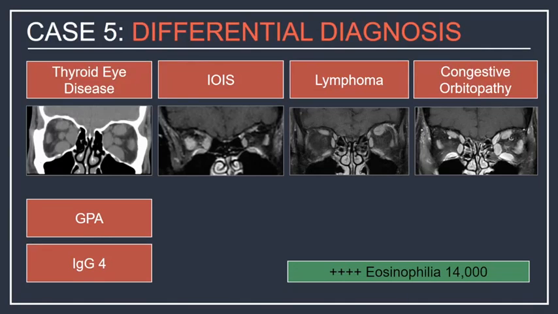Congestive orbitopathy can result from a cavernous sinus fistula or cavernous sinus thrombosis related to venous or arterial congestion, resulting in enlargement of the extraocular muscles, like we see in this example. Granulomatosis with polyangiitis can also involve the extraocular muscles, as we've seen in a couple of other examples today, as well as IgG4-related disease. This patient had markedly elevated eosinophils, which helped the rheumatologist figure out the diagnosis in this patient.